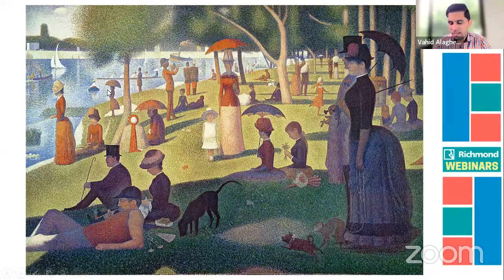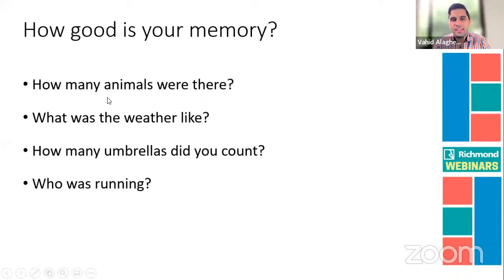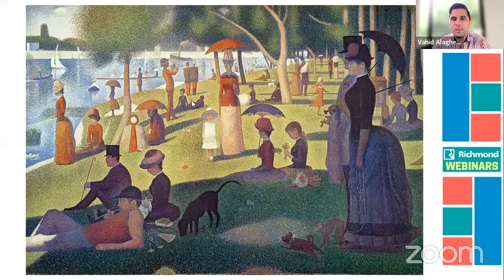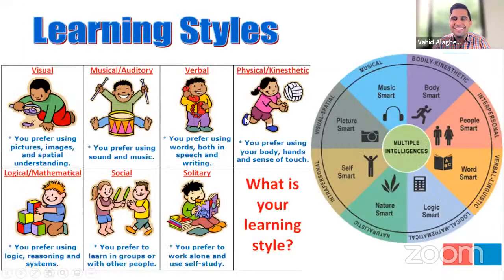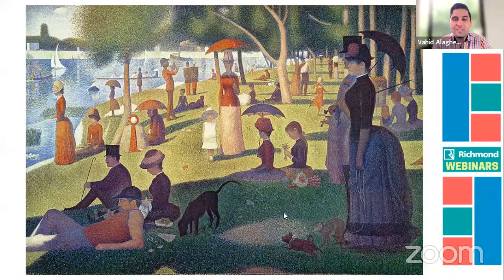And the last one was, how many umbrellas were there? One, two, three. Amazing, very good. And the last one was, who was running? There's a dog which was running. There is a little girl who is running.